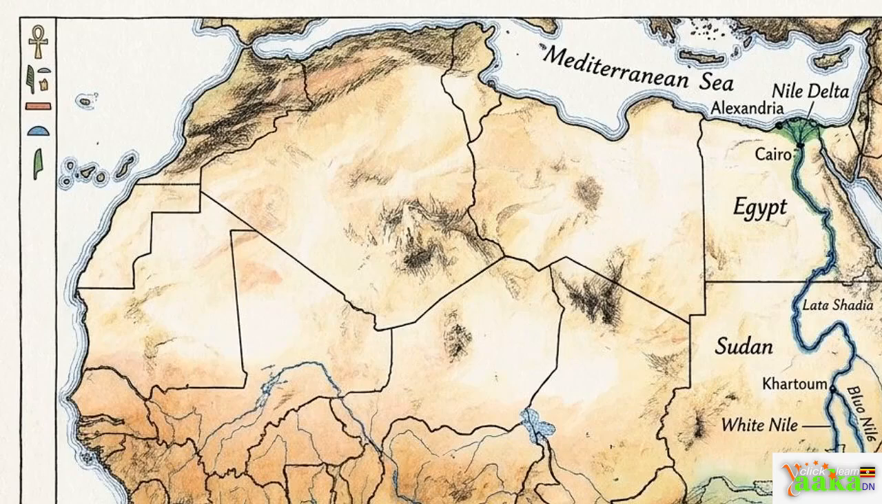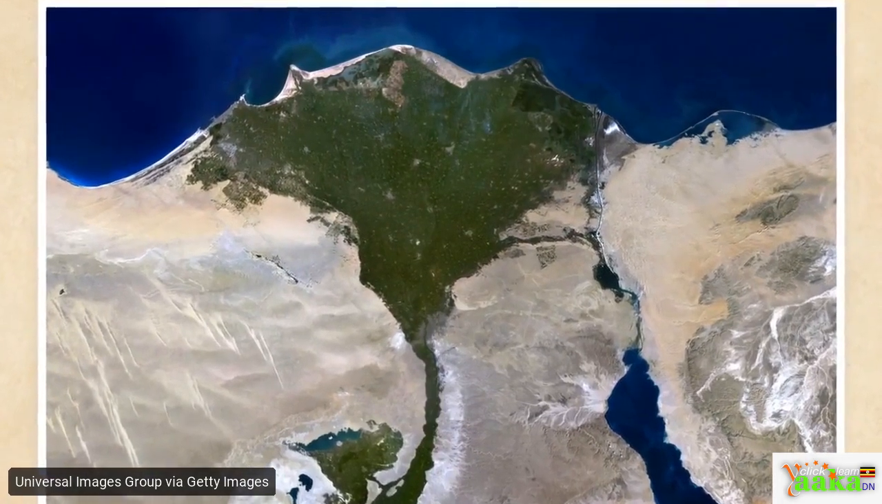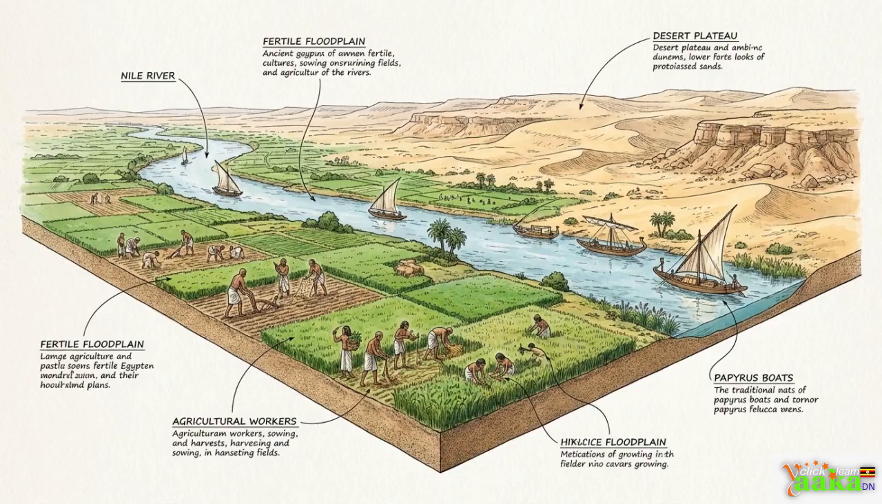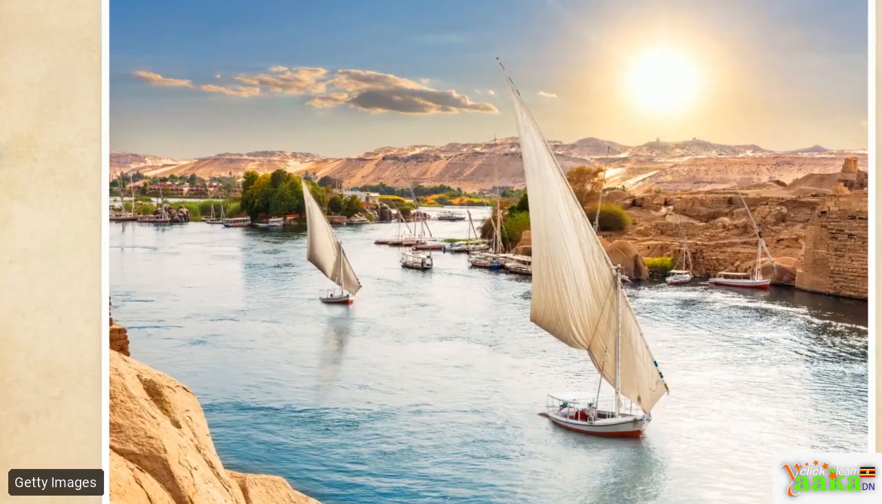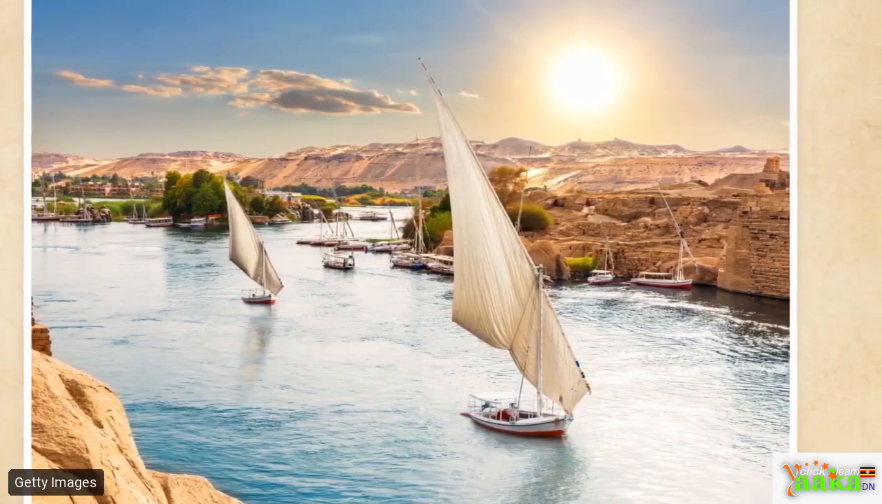Let's start by tracing a single drop of water from Lake Victoria in Uganda. If you follow the River Nile thousands of kilometers north, you eventually reach this sweeping green delta cutting right through the desert: ancient Egypt. That river was the main engine of their society. It provided mud for bricks, reeds along the banks to weave into early paper, and a massive water highway capable of transporting incredibly heavy cargo.